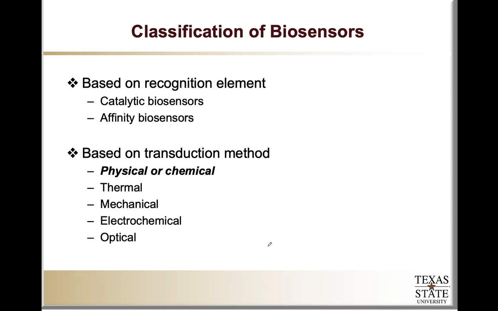All right, as I mentioned, we can classify biosensors in a number of ways. In a previous slide, we already talked about the physical versus chemical sensor definition. We're going to focus now on classifying biosensors according to their recognition element, and we're going to begin by talking about catalytic sensors versus affinity biosensors. We can also classify biosensors according to the transduction method, which would be basically physical versus chemical, including thermal, mechanical, electrochemical, and optical.